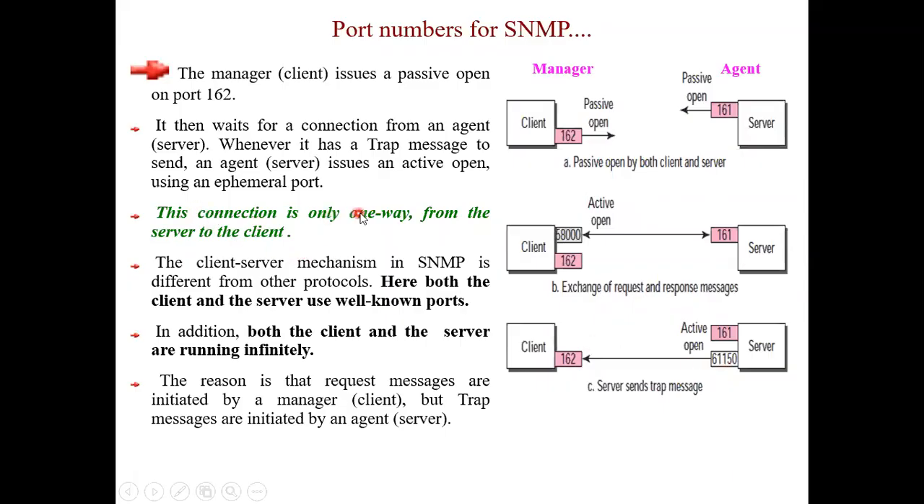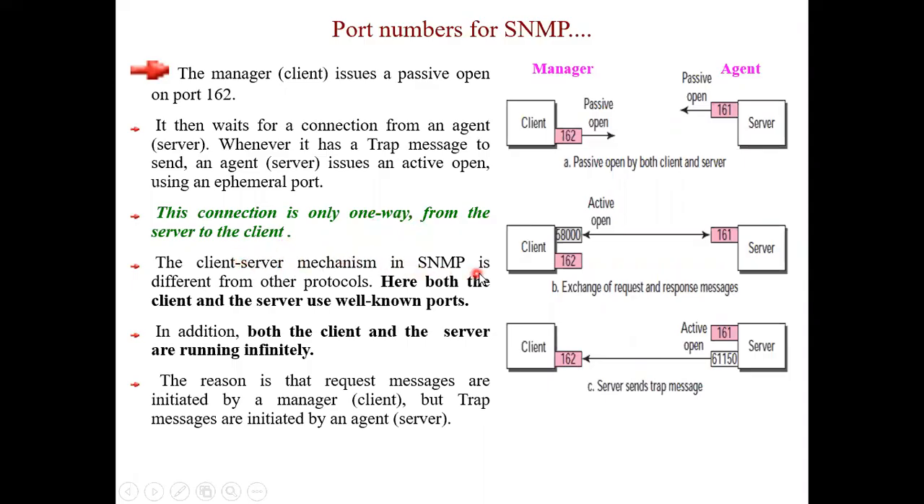Now remember, this connection is only one way, from the server to the client. Okay. The manager has not asked for any data. He has issued a passive open. The agent has some data to send. So using any empirical port number, he is sending the trap message, or you can say alarm message, to the manager. That's why it is one-way communication.